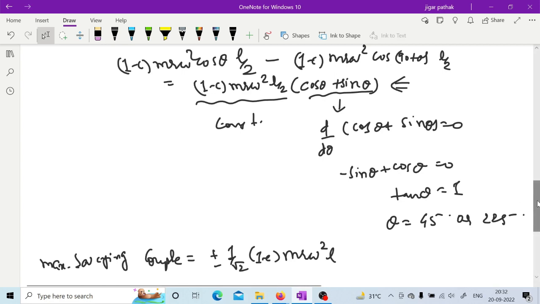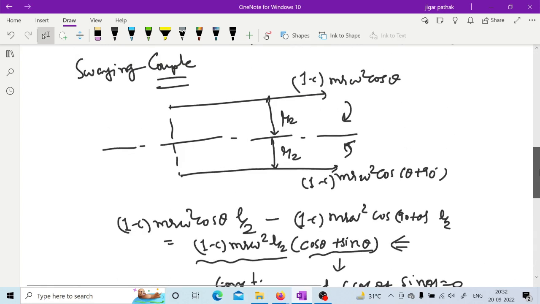Sir, what is the effect of swaying couple on the engine? See, as it is mentioned here, it will try to sway the wheel, as it is mentioned, because it is the couple acting on this particular plane, right? So that is why it is going to sway the engine, as you can see here.